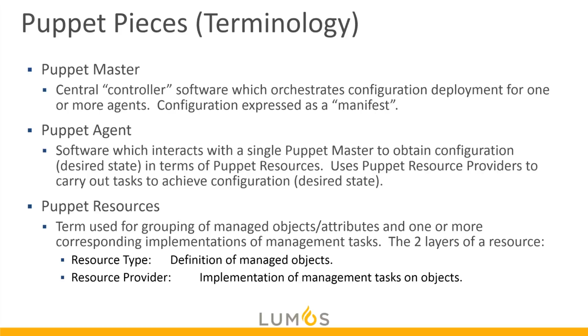So it uses this Puppet resource provider to carry out the various tasks that bring it up to compliance or desired state. Now the Puppet resources, this term is used for grouping together different objects, managed objects or attributes, and one or possibly more of the corresponding implementations of the tasks required for the management. So there's really 2 layers of a resource. First is the resource type and the resource provider. So the resource type defines what the managed objects are, and the resource provider defines how these should be implemented in terms of management tasks on the various objects.